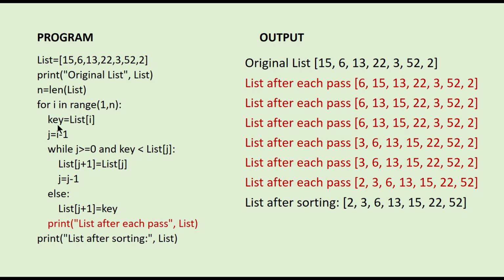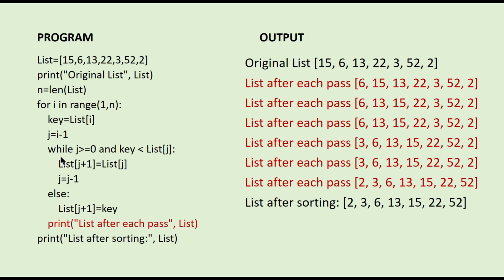Key is a variable which is used to store the value from the unsorted array, and j is equal to i minus 1. Why is it initialized to i minus 1? If you take the value 6, which is in the first position, I will be comparing it with the previous value. When you take the value from the 4th position, I will be comparing it with the 3rd, 2nd and 1st position. You will be comparing it with the previous values. That is the reason why I am initializing j to i minus 1.